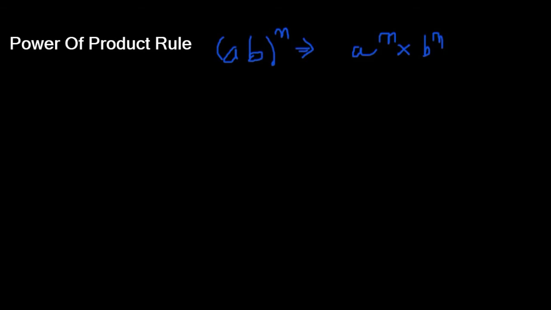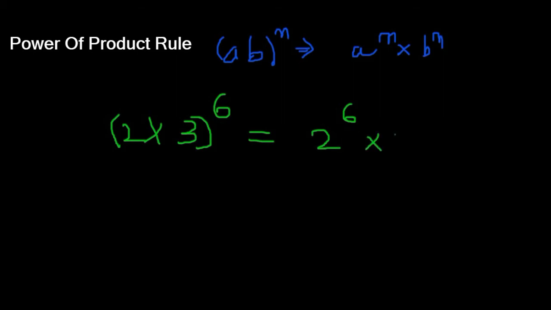Now let's look at an example. 2 into 3 whole power 6. So we can write this as 2 power 6 into 3 power 6. So now let's get into the next rule.